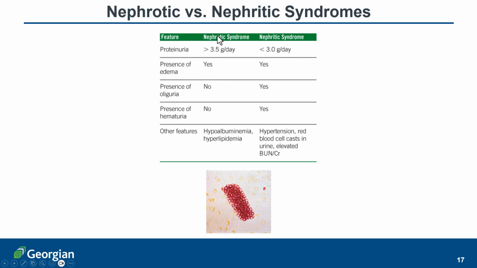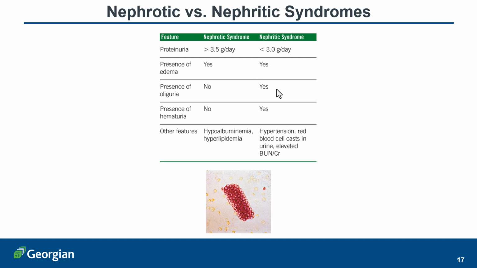In terms of the nephrotic syndrome, we went through the clinical manifestations. Is there going to be edema? Yes, in both the nephrotic and nephritic syndrome. Oliguria, more so in the nephritic syndrome than in the nephrotic syndrome. So the nephritic syndrome you think of as really severe inflammation.